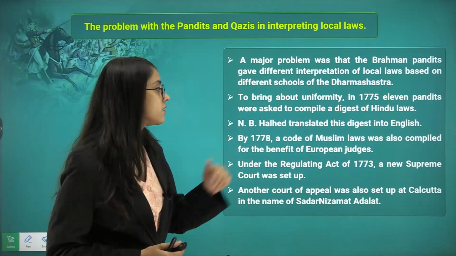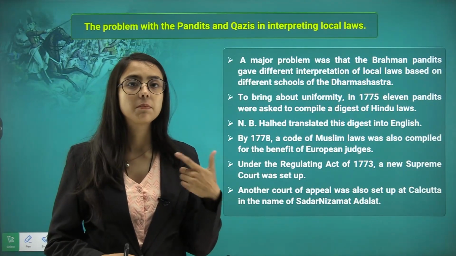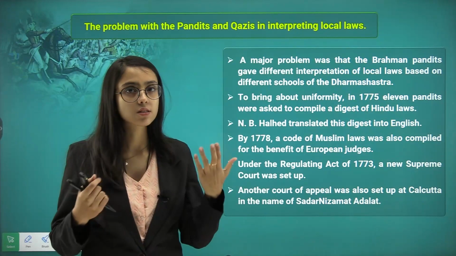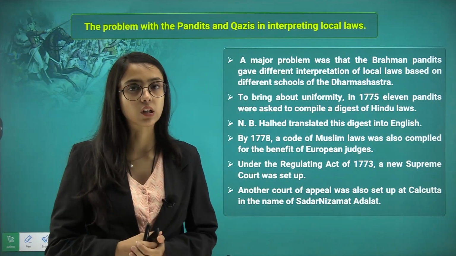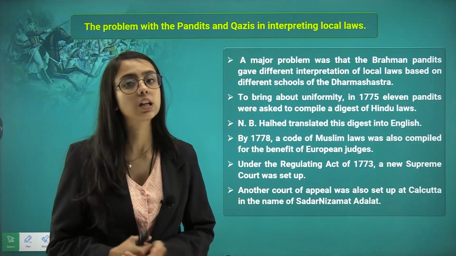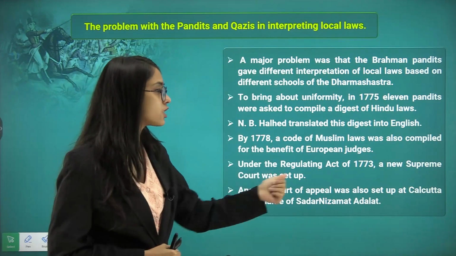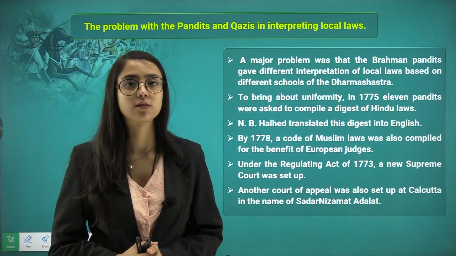By 1778, a code of Muslim law was also compiled for the benefit of European judges, because two kinds of religions were there, two kinds of people were living in the subcontinent. There was a requirement for two kinds of laws guided by religion. Under the Regulation Act of 1773, a new Supreme Court was set up.